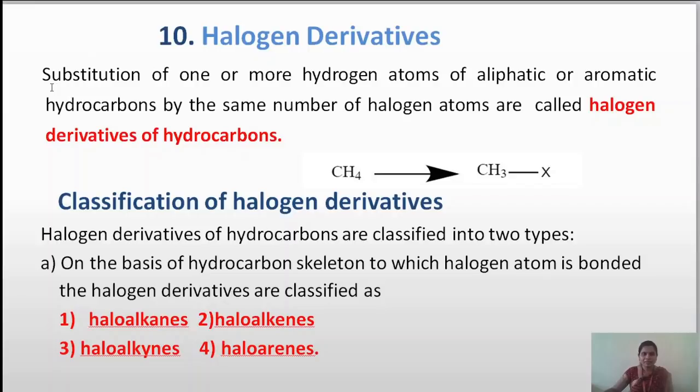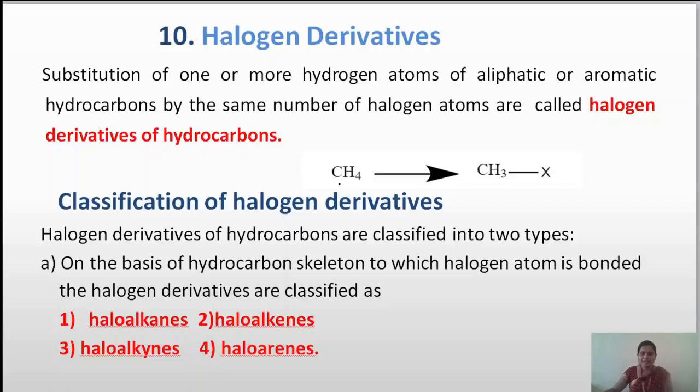We will start with the definition. Substitution of one or more hydrogen atoms of aliphatic or aromatic hydrocarbons by the same number of halogen atoms is called halogen derivatives of hydrocarbons. Now, what do you mean by hydrocarbons? You all know that hydrocarbons are carbon and hydrogen containing compounds. And when we replace one or more hydrogen atoms of that hydrocarbon by the same number of halogen atoms, then we will get the halogen derivative of that hydrocarbon.